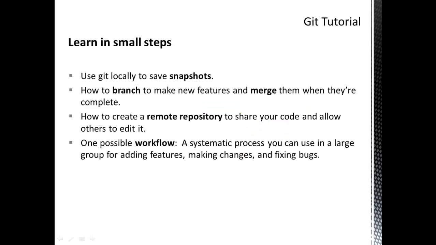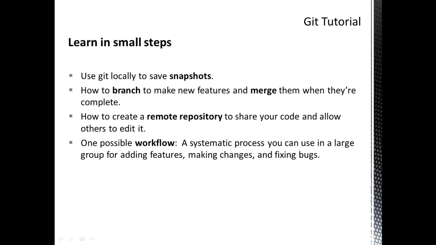So here's the game plan. We're going to learn in a couple of small steps. First, I'll show you how you can use Git locally, just on your own computer, not connected to GitHub, not connected to the internet, to save local snapshots that you can revert back to if you need to. Then I'll show you how you can use a command called branch so that you can safely create new features or refactor your code, and then merge those changes back in when they're complete and you know that they work.